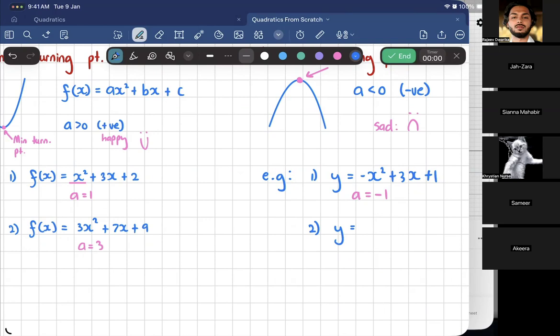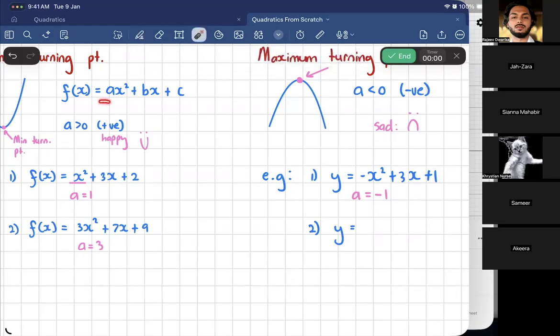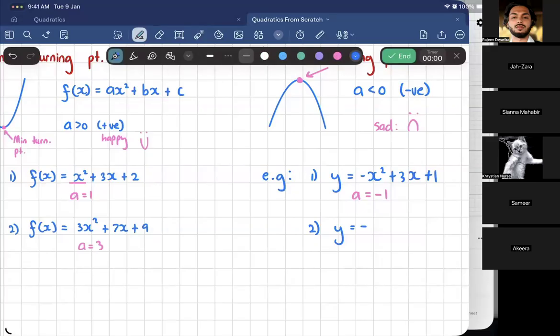Wait, I want you to tell me the full quadratic expression, the full quadratic expression that is in this form. So you can't just tell me one number. You need to tell me something in that form. So y equals negative x squared plus 4x plus 2. That is correct, right? That is correct.